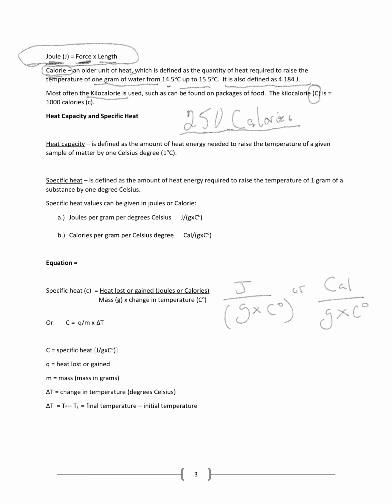So heat capacity is defined as the amount of heat energy needed to raise the temperature of a given sample of matter by 1 degree Celsius. Not all materials require the same amount of thermal energy to raise the temperature. What do I mean by that? Well, air, which is a gas, takes less energy to raise by 1 degree Celsius than, let's say, water. So it will take fewer joules of energy to raise the temperature of air than water.